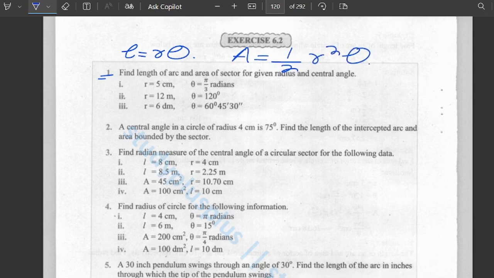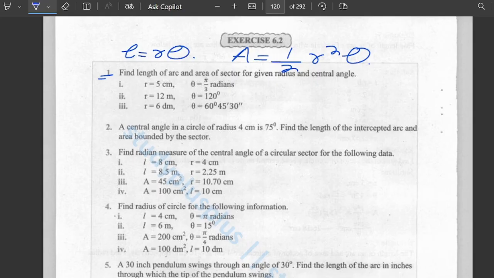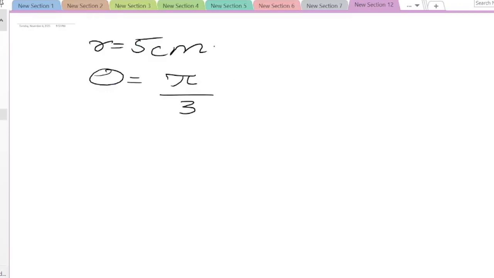Okay, so now let's start with these questions with the first part where the radius is 5 and the theta is pi by 3 radians. So let's write the given data first. Our radius is 5 centimeter and the theta, which is the measure of the radian, is pi by 3 radians. So let's write that here. And what do we need to find? We need to find the length of arc and the area of sector.